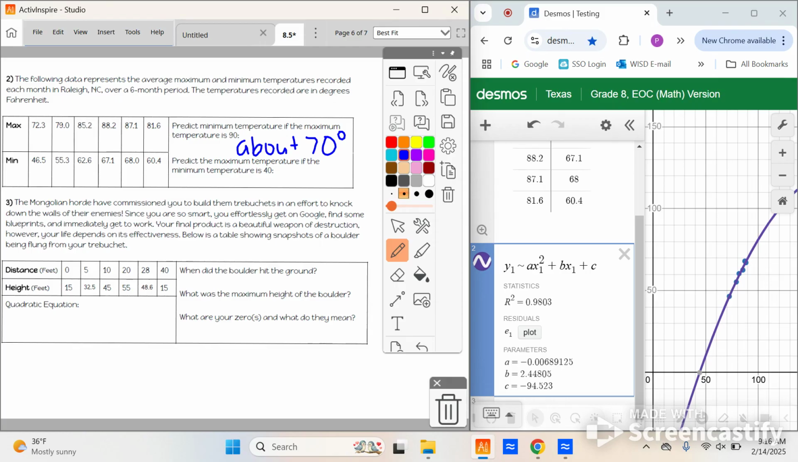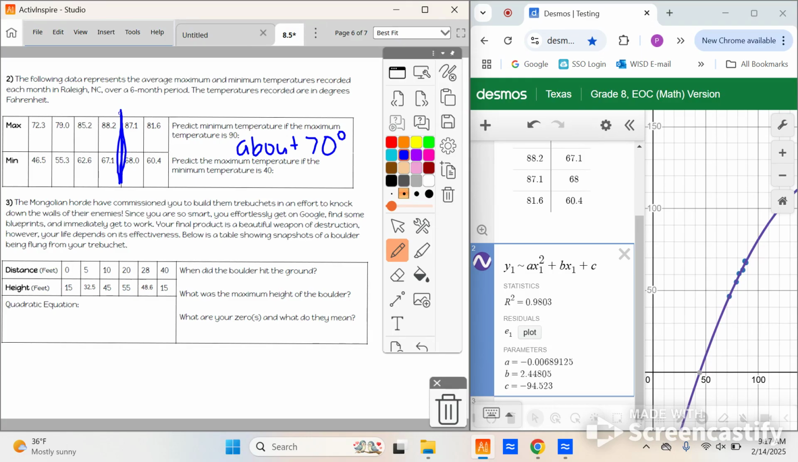Now, when we're looking on our table, that 90 degrees would fall somewhere in there, right? 88.2 is the max. The minimum is 67.1. So we could also just add a little bit on, right? 88.2 is only 2 degrees off of 90. So if we add a couple degrees to our minimum of 67.1, that's about 70. Now it says predict the maximum temperature if the minimum temperature is 40.